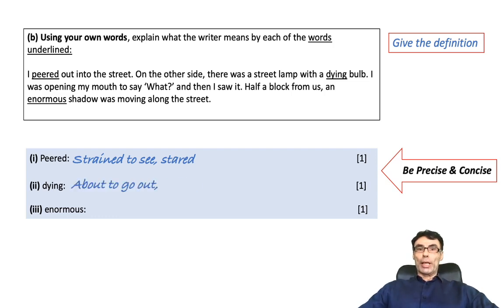A street lamp with a dying bulb means the bulb was fading or about to go out, and the last one, an enormous shadow, means huge or exceedingly large. 3 more points. Job done. Let's move on.